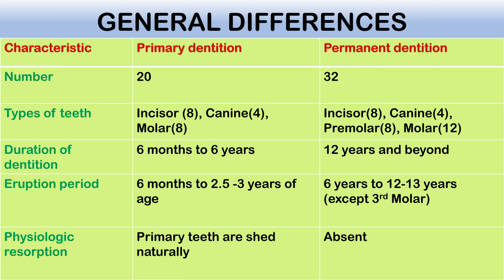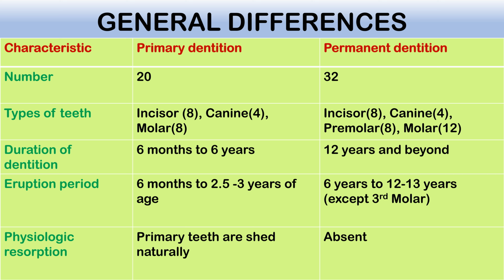Next difference is types of teeth. In primary dentition, we have 8 incisors, 4 canines, 8 molars. Premolars are not present in primary dentition. In permanent dentition, we have 8 incisors, 4 canines, 8 premolars, and 12 molars.